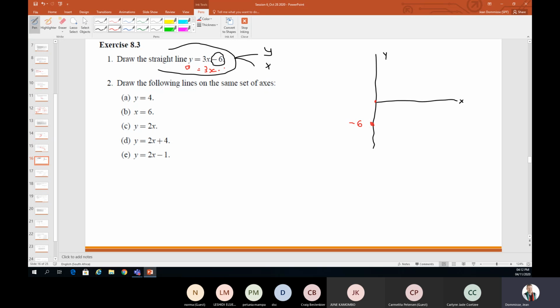3x - 6. So nearly from maths, we take that over. So 6 is equal to 3x. So x will be equal to 2. Okay, so then if x is 2, we can just link those two, and that will be your line. Also note, because that was a positive, positive always goes that way. If it was a negative, negative will go that way.